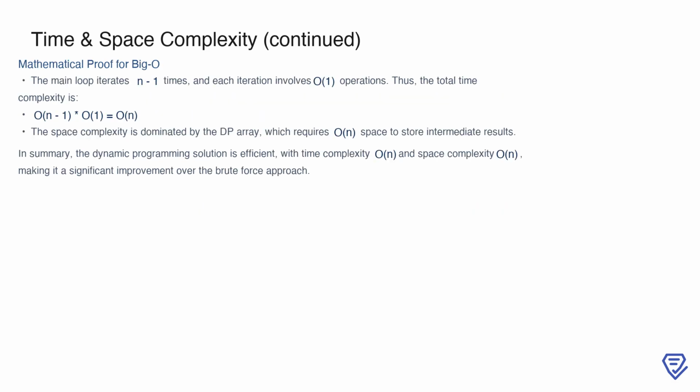To validate the O(n) time complexity mathematically, consider the main loop. It iterates n-1 times, and each iteration involves constant time operations, such as comparisons, arithmetic calculations, and updating the DP array. This gives us O((n-1) * 1), which simplifies to O(n). On the space complexity side, the DP array, which stores intermediate results for each index, dominates the memory usage. Since the array has a size of n, the space complexity is O(n).